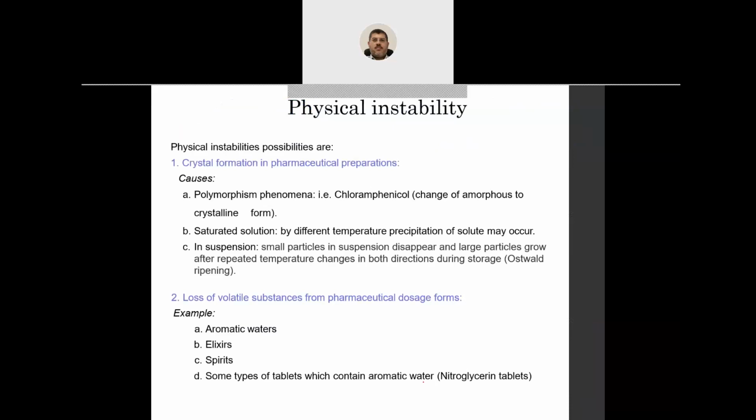Let's talk a little about physical stability and give some more detailed examples. Physical instabilities may include, for example, crystal formation, and they may have different forms or different causes as well. Some crystal formation occurs, for example, for drugs that have polymorphism phenomena. So chloramphenicol, as an example, may be produced or used in the dosage form as an amorphous form, meaning it doesn't have a crystalline structure, but then with time it may convert to crystalline form.